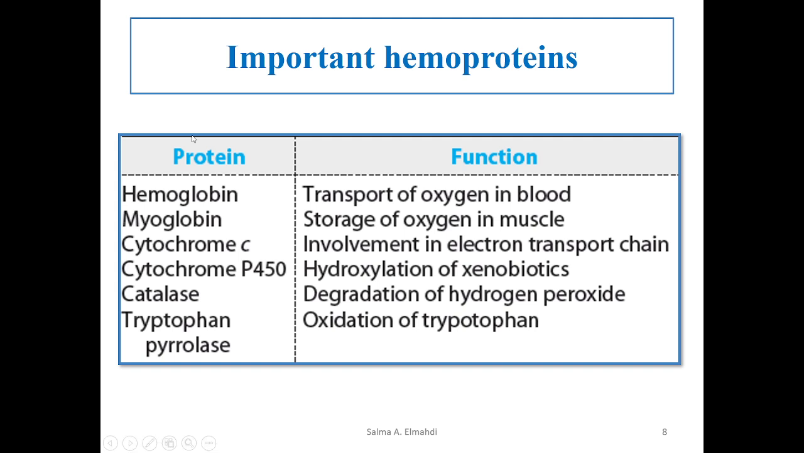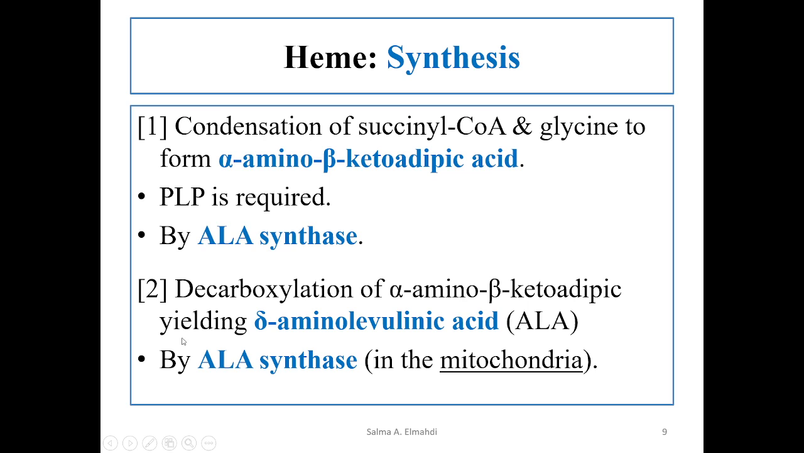Hemoproteins in general play important functions. For example, you have already discussed hemoglobin's role in transporting oxygen in the blood to reach extrapulmonary tissues, the role of myoglobin in storing oxygen for muscle use, cytochrome C in the electron transport chain, cytochrome P450 will be discussed today in a different lecture regarding xenobiotic metabolism, catalase in detoxification of hydrogen peroxide, and tryptophan pyrrolase in oxidation of tryptophan.